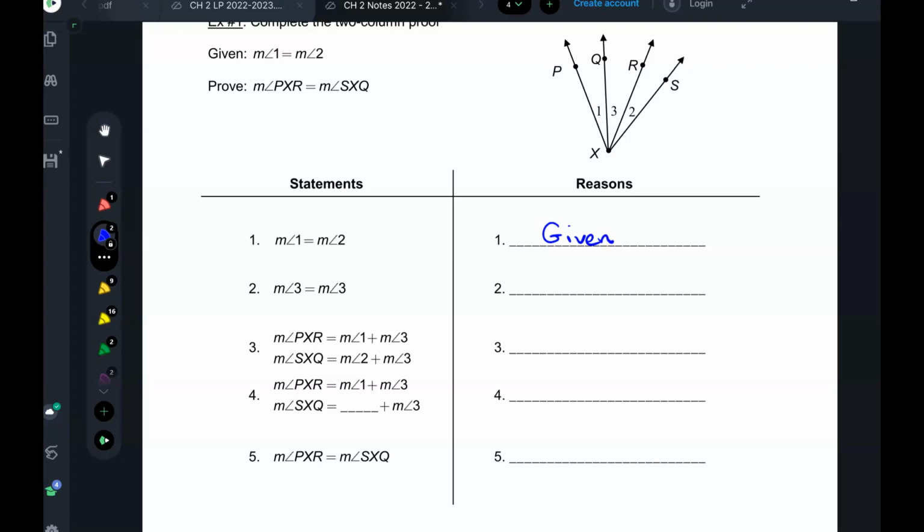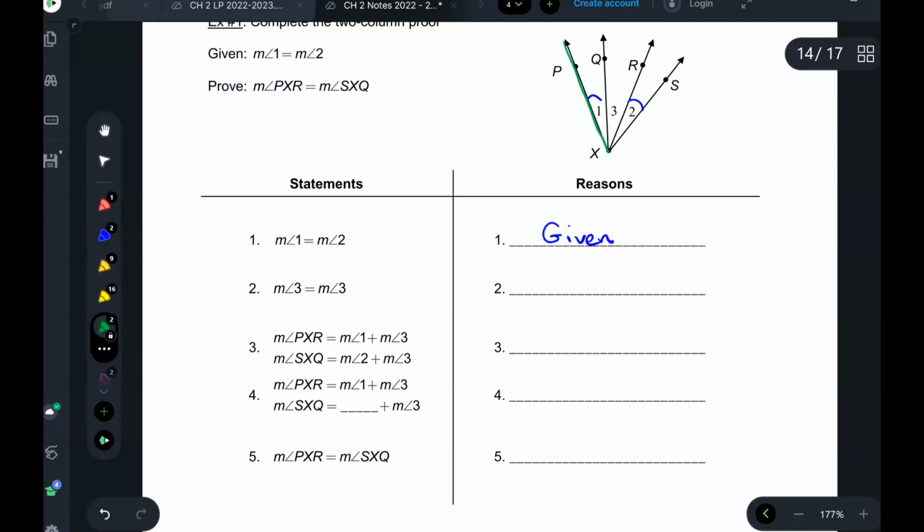All right, let's label. Angle 1 and angle 2 are congruent. Yes, are equal. So we mark that. Okay, what are we trying to prove? PXR, so I'm just going to kind of trace. So here's PXR, and I want to make that congruent to SXQ. Will those be equal to each other? Yeah. How do we know?